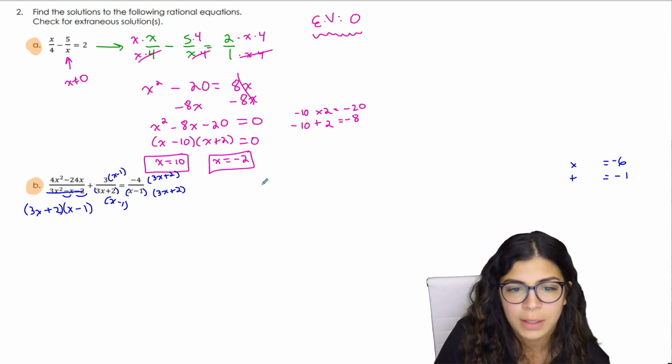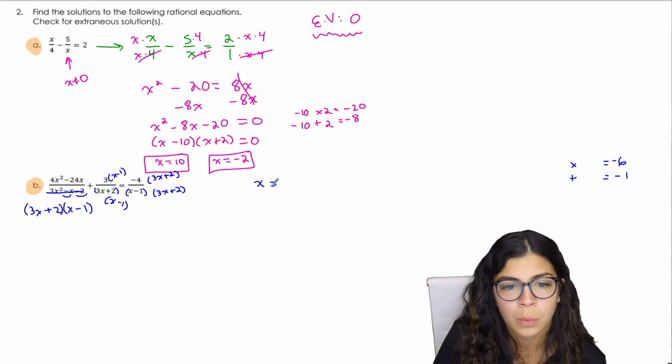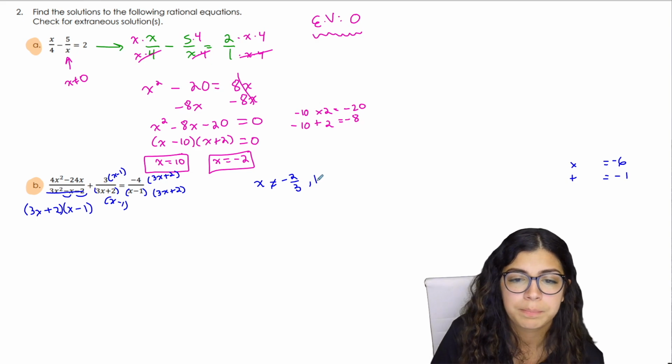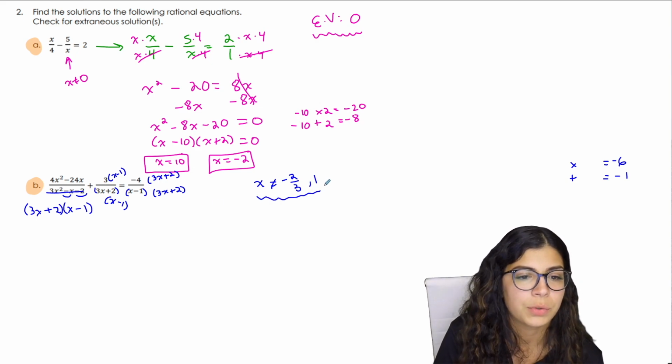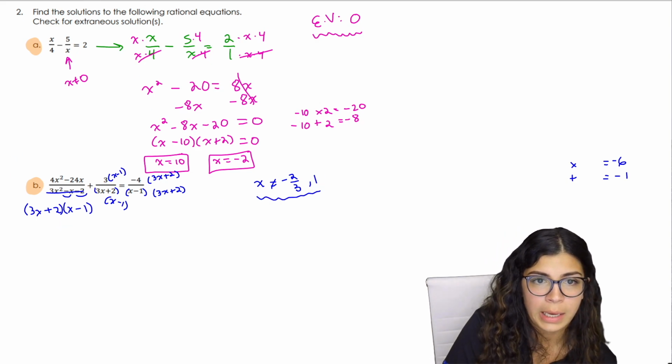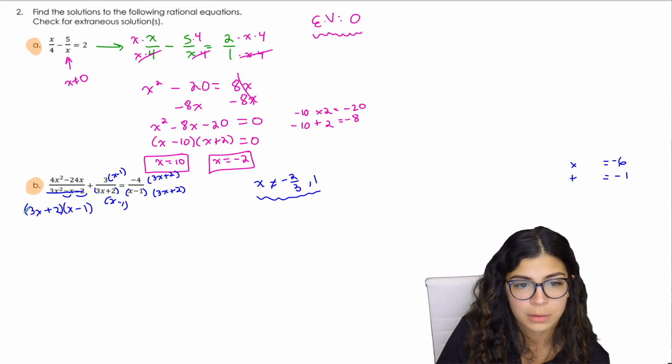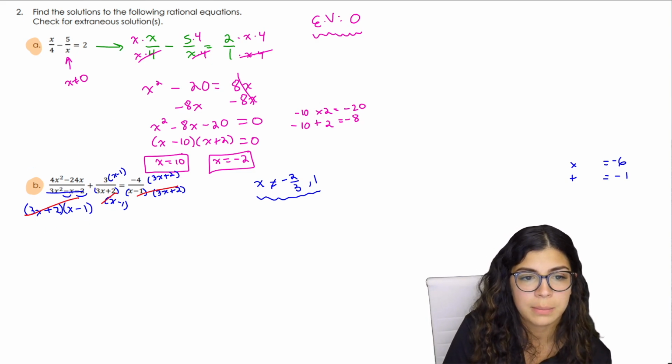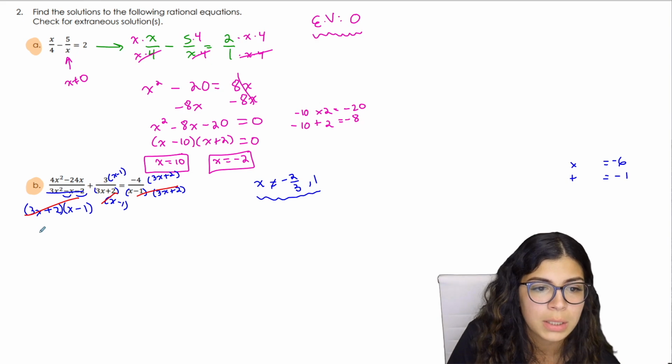And if you'd like, you could do the excluded values from here. x cannot equal negative 2/3 or positive 1. So just keep that in mind. Those are your excluded values. Now, again, because the denominators are all the same, they're technically just going to cancel. So I just have to simplify the top and we're golden.